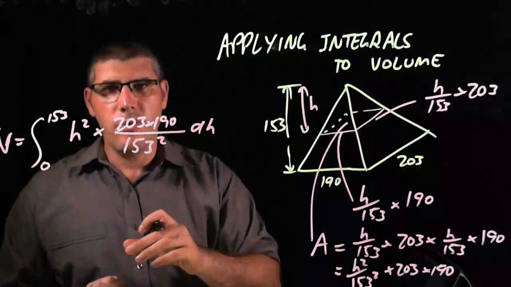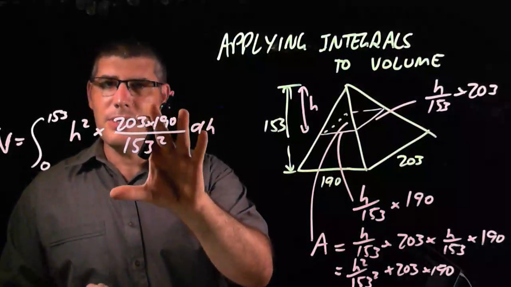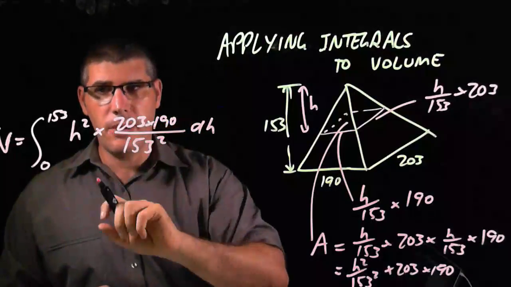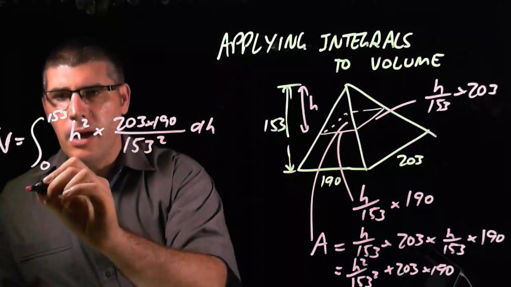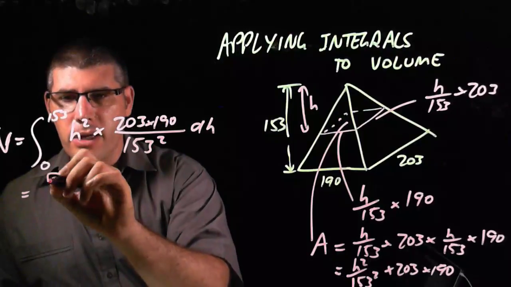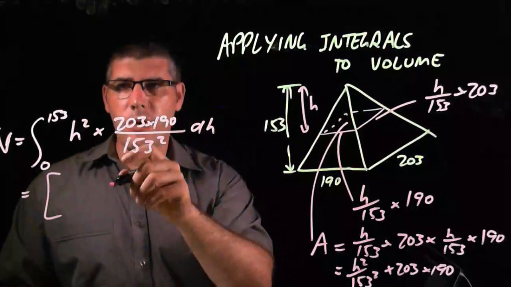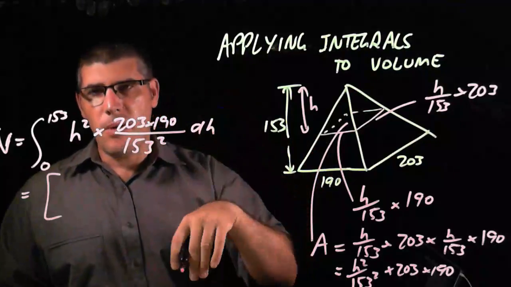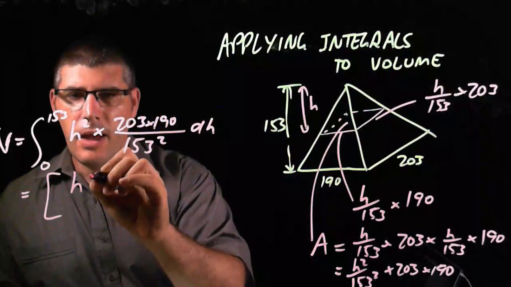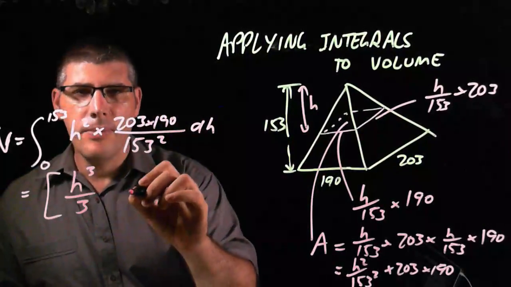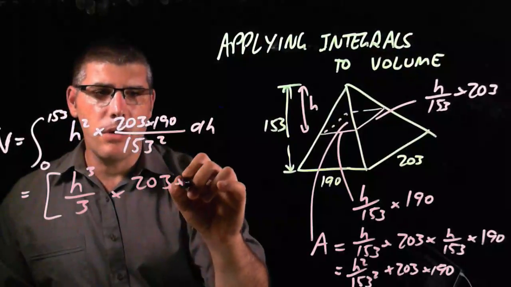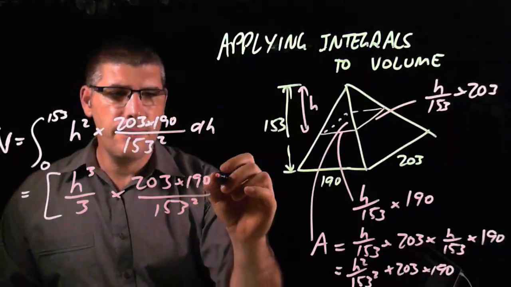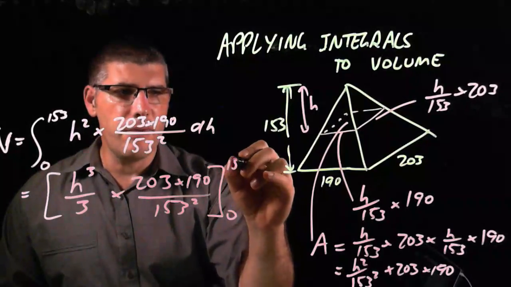So let's step through our integral. This is just a constant. I'm going to leave it as a constant. I'm not even going to do that calculation just yet, because I want to show you something as we move on. So let's do that integration. h is the only variable we've got here, so we're just going to integrate with respect to h, increase the power of h by 1, divide by the new power. So we've got h cubed on 3 times 203 times 190 all over 153 squared from 0 to 153.